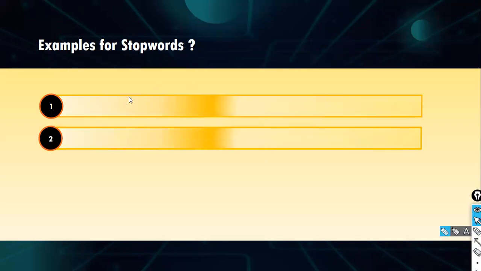So what are the examples of stop words? Like I said, the, and, on, or, these, right? These most commonly occurring words are called stop words.